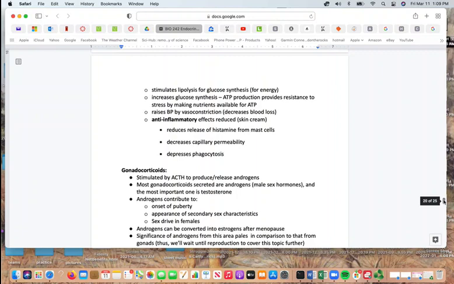It will raise the blood pressure by vasoconstriction, and then the anti-inflammatory effects. So those will reduce release of histamine from the mast cells, decrease capillary permeability, and decrease phagocytosis. So when this is used topically, it will reduce the effects of this area towards the skin.